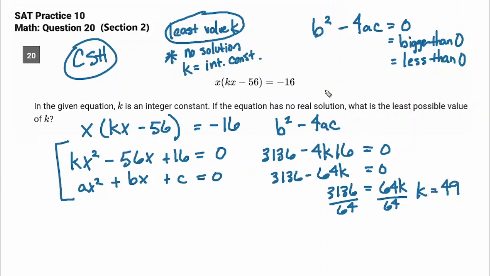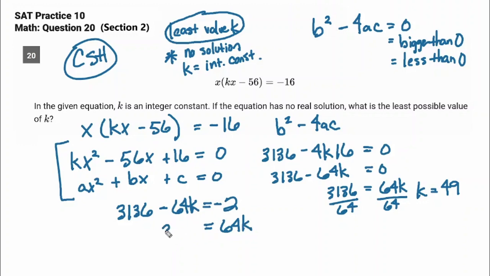But you know you don't have one solution. You have no solution. So we need to get it less than 0. The easiest way to do this is just to see what would happen if you make it less than 0. Let's make 3136 minus 64k less than 0. Don't think too hard about it. What's something that's less than 0? How about negative 2?